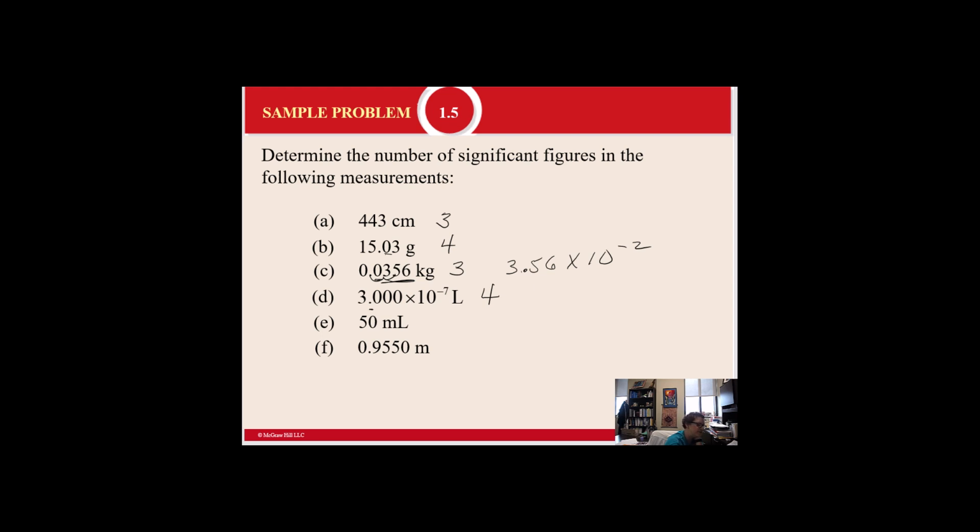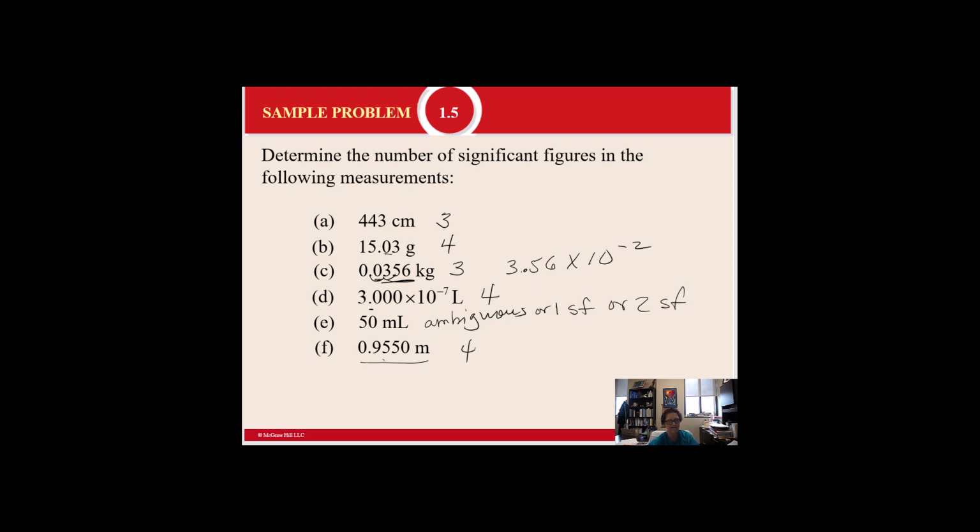The 50, this is one of those that we say are ambiguous. And so the problem normally would have to tell you how many are significant, because you can't really tell from that. But like I said, a lot of times we'll just consider that it has 1 significant figure, but it could have 2. That's why we say it's ambiguous. All right, and then this last one, 0.9550, everything past that 0 that's not leading is going to be significant. So there's 4 in there.